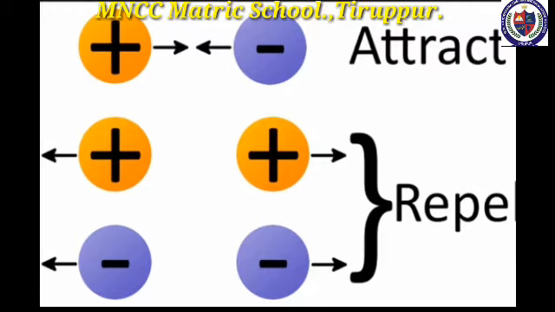There is a force of attraction or repulsion between the charges. Unlike charges attract each other and like charges repel each other. Just see the picture. Positive charge and negative charge attract each other. Positive charge and positive charge repel each other. Negative charge and negative charge repel each other.